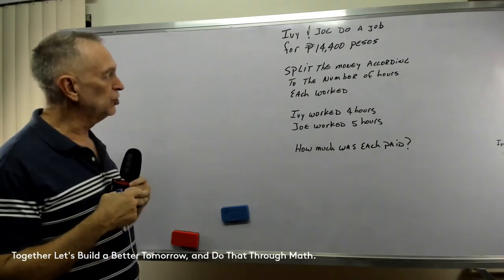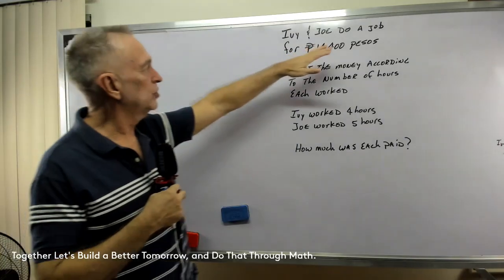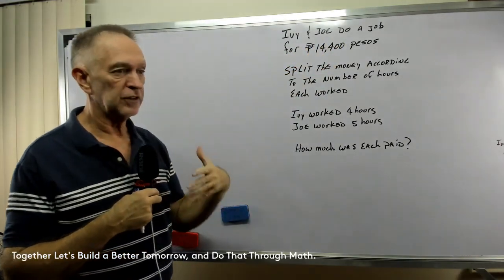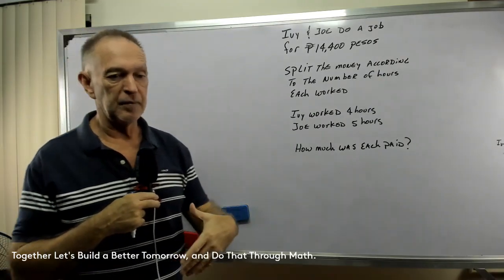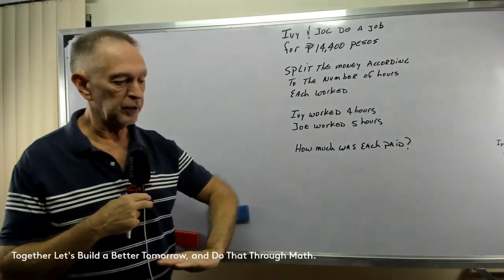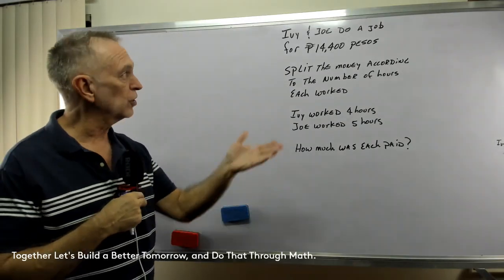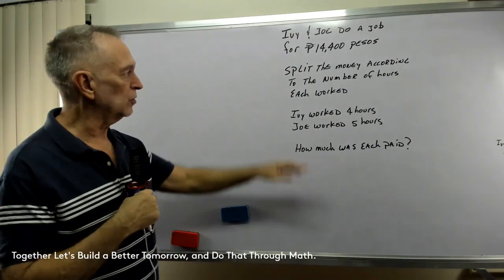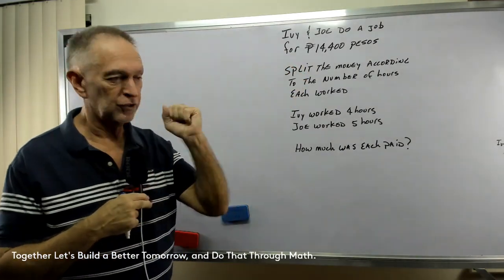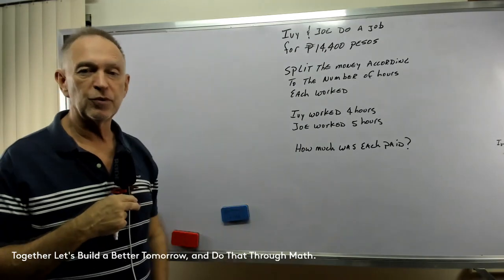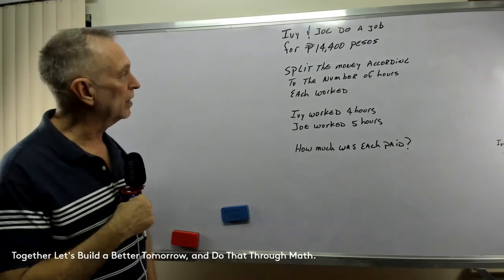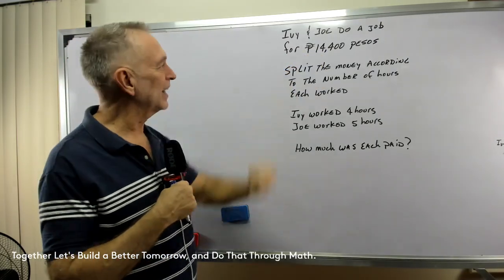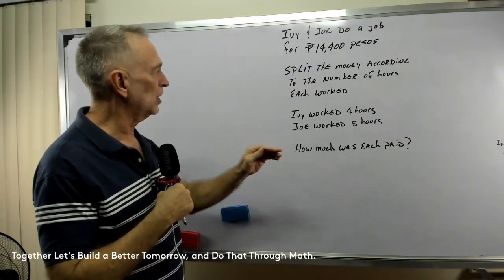Okay, Ivy and Joe, they do a job for 14,400 pesos. So when I say do a job, maybe they built a concrete wall or they built a sidewalk. So they performed a service for someone for 14,400 pesos. Now you can use dollars, whatever your unit of measure is for your respective area. Okay, so in this case we're here in the Philippines, so 14,400 pesos for that job.